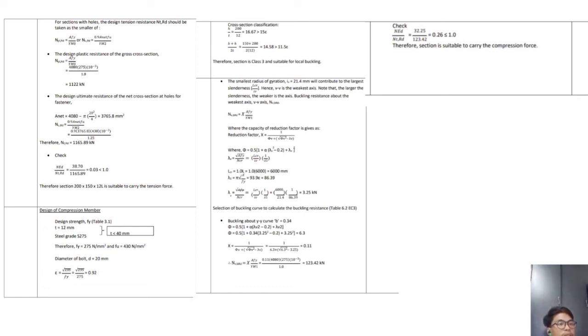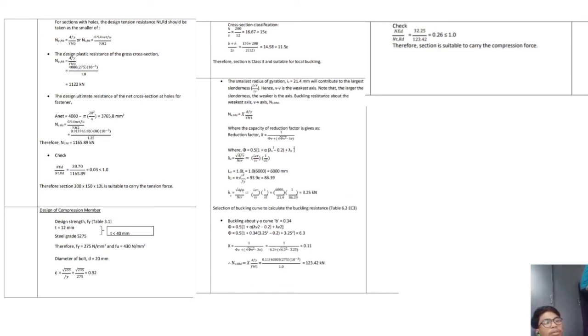The small radius of gyration, iv 21.4 mm, will contribute to the largest slenderness. Hence, v-v is the weakest axis. Note that the larger the slenderness, the weaker is the axis, and buckling occurs about the weakest axis. The buckling capacity reduction factor is given as reduction factor chi.